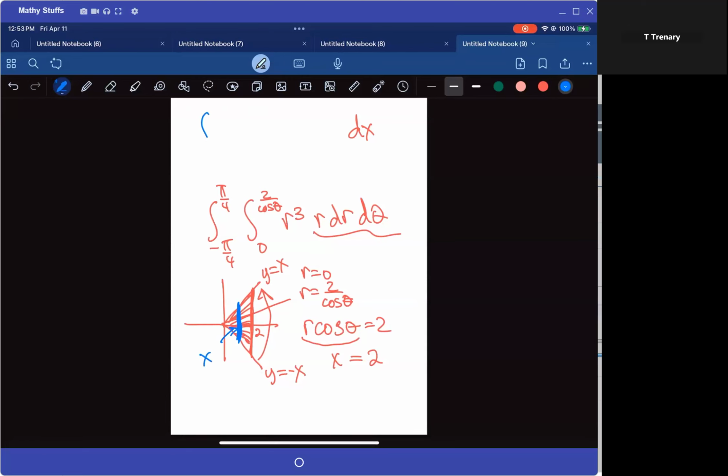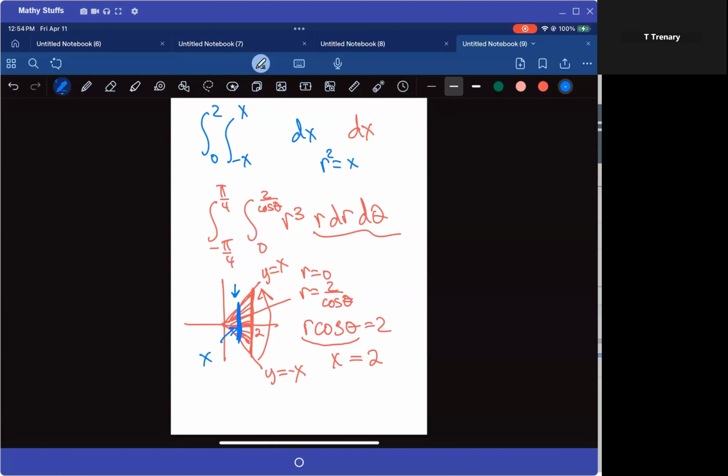So the outer slicing is going to go 0 to 2, and that's going to be dx. Meanwhile, for every particular x value, the y runs from minus x to positive x. See, it's looking a lot like that other integral we had just a few minutes ago. And then we just have to convert the stuff in the middle.